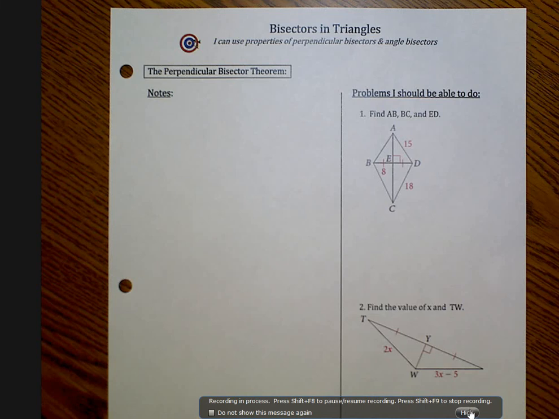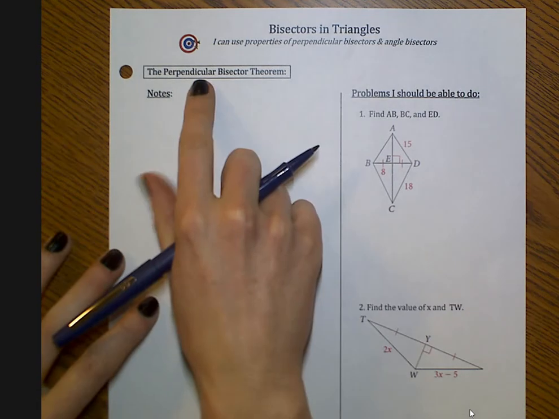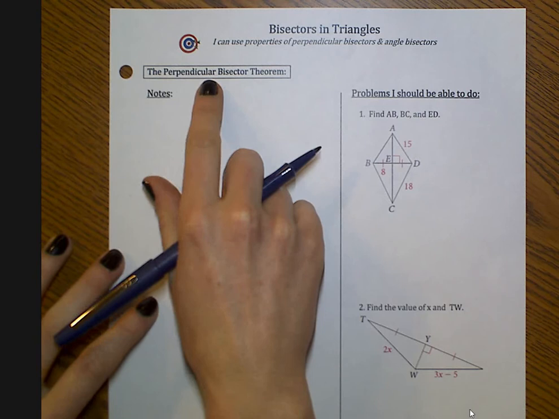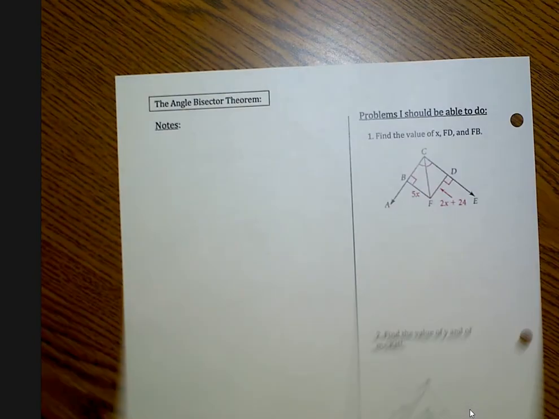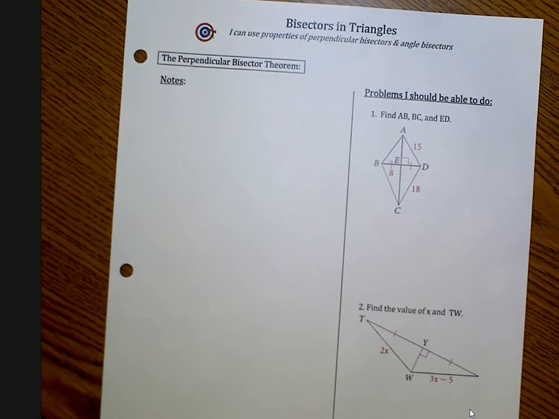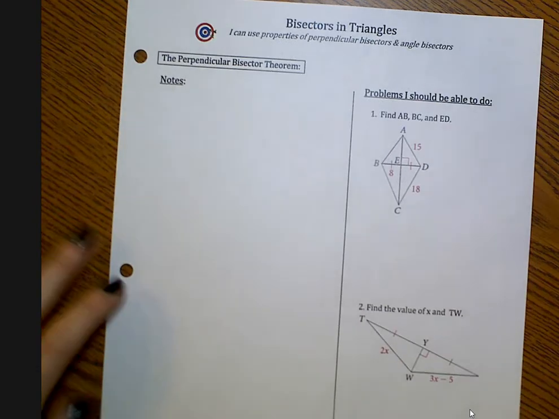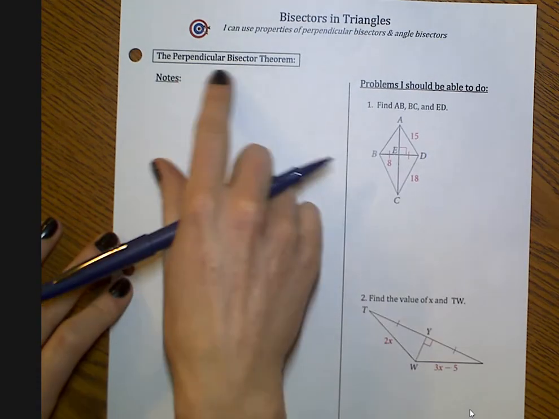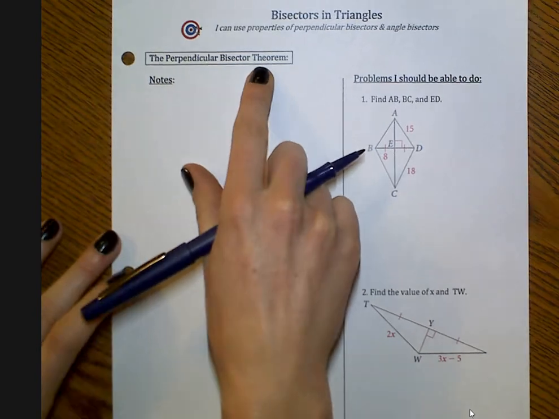We're going to be looking at two different types of bisectors in triangles today. One is a perpendicular bisector, and the other is an angle bisector. So remember, bisect means cut in half, so that's kind of what's going on today. For the perpendicular bisector theorem, and remember, if it's a theorem, we can prove it.